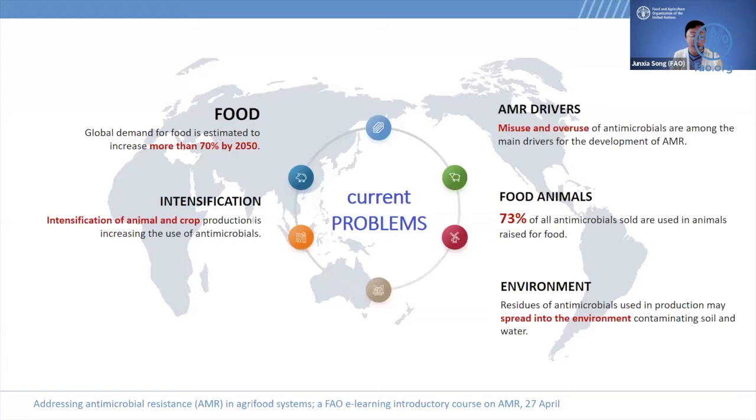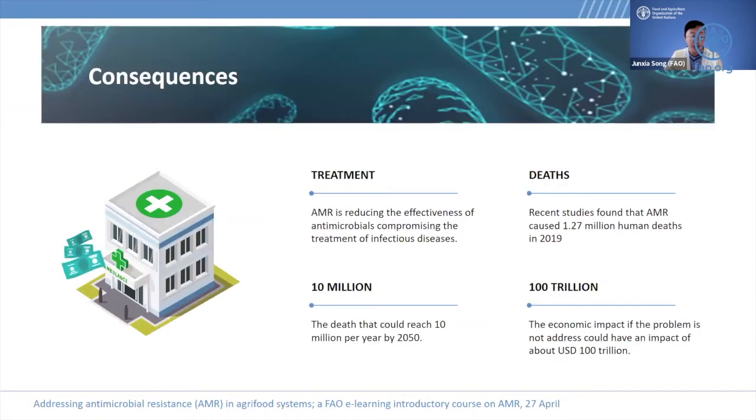Based on some studies, more than 70% of the antimicrobials are used in animals raised for food. Residues of antimicrobials could be present in milk, meat, eggs, and may spread into the environment, contaminating soil and water. AMR is reducing the effectiveness of antimicrobials, compromising the treatment of infectious disease, both in humans and animals. Recent studies found that AMR caused 1.27 million human deaths in 2019, and that could reach 10 million per year by 2050. AMR is a leading cause of death around the world, with the highest burden in low resource settings.